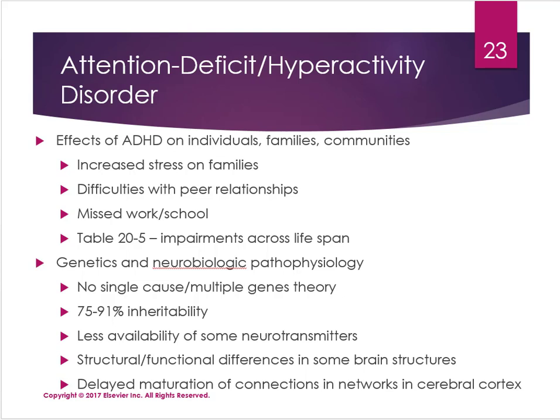We know that attention is a multi-layered neurological activity that requires function and interconnection of different parts of the brain. No single cause for ADHD has been identified, but it's generally agreed that it's primarily a genetic disorder with environmental factors. It is felt that between 75 and 91% have inherited the condition. There is less availability of some neurotransmitters in the brain in those individuals with ADHD, and it's known that both dopamine and noradrenaline are essential for healthy brain function, especially when maintaining alertness and attention. There have been some noted structural and functional differences in the brain structure, and there's a delay in maturation of the connections within the cerebral cortex.